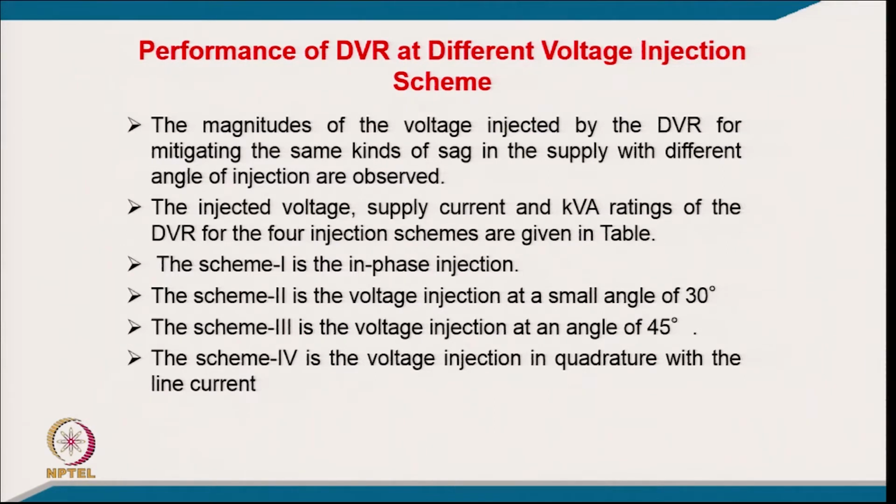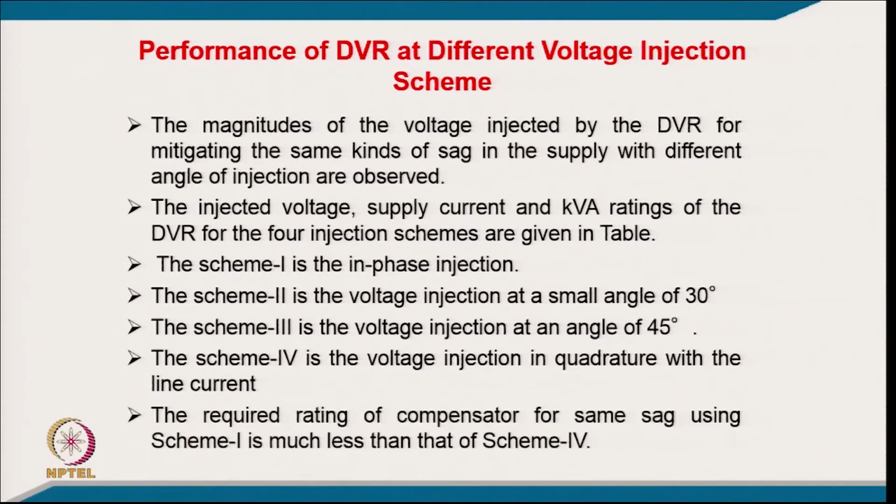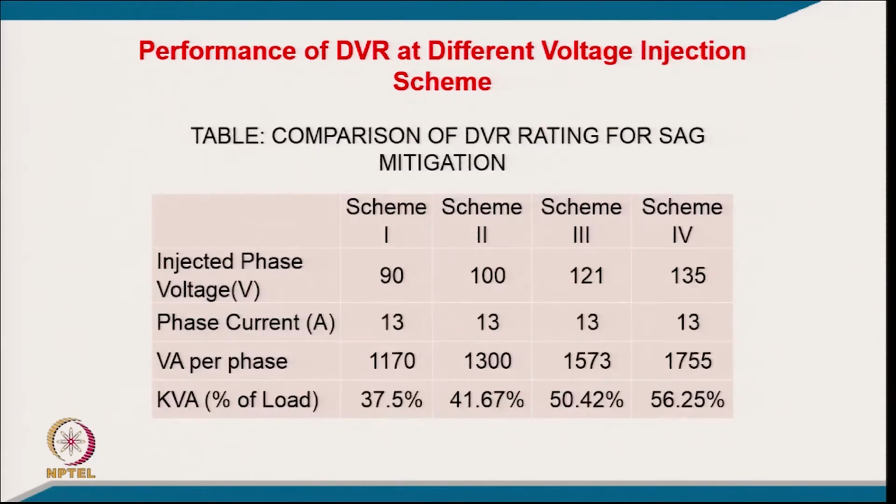But in other cases you can see there may be some injection of active power, also depending on the current phase with respect to the point of common coupling voltage or injected voltage. And the required rating of the compensator for the same voltage sag for scheme 1 is much less than that of scheme 4. So, these are different schemes.